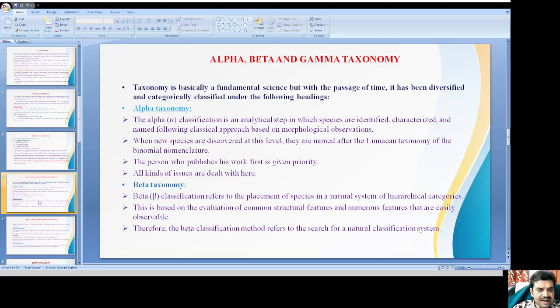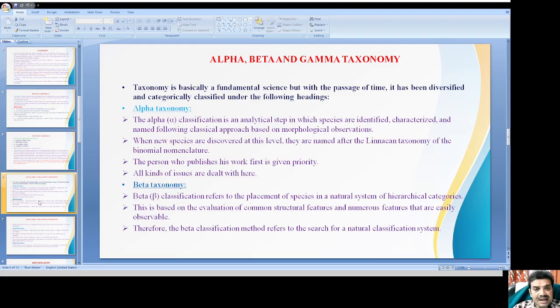You know what is a morphological character? Morphological characters means those characters which are mostly macroscopic, and some microscopic, like root, stem, leaf, flower, inflorescence, etc. Those characters are taken into account, and after this consideration, on the basis of linear taxonomy, the binomial nomenclature is done, and then the person who has authority has the pleasure to publish it. And here all kinds of issues of plant identification and nomenclature are done basically on the morphological point of view, and that is the thrust area of alpha taxonomy.